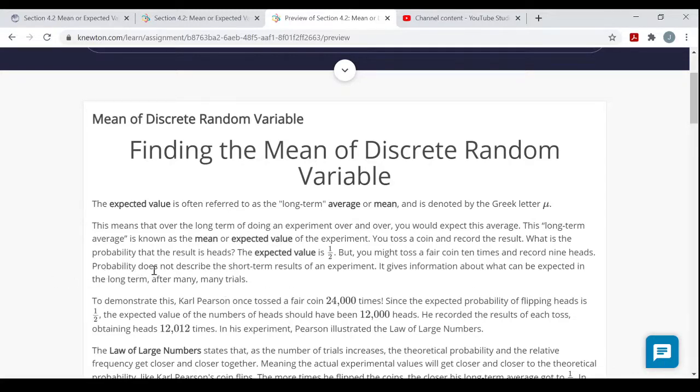So probability does not describe the short-term results of an experiment. It doesn't tell you what's going to happen. It gives information about what can be expected in the long term after many, many trials.